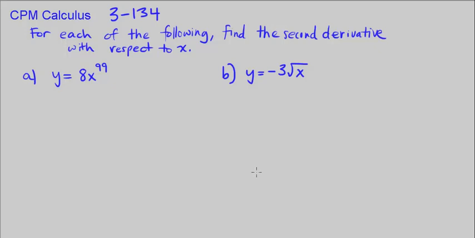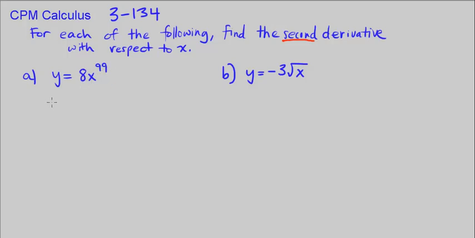This is CPM Calculus, Chapter 3, number 134. For each of the following, find the second derivative with respect to x. Okay? So let's go ahead and look at A. Let's go ahead and look at A as y is equal to 8x to the power of 99.